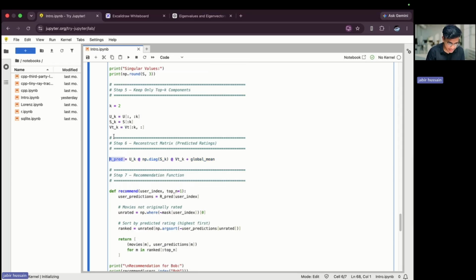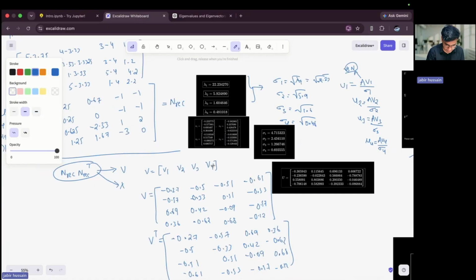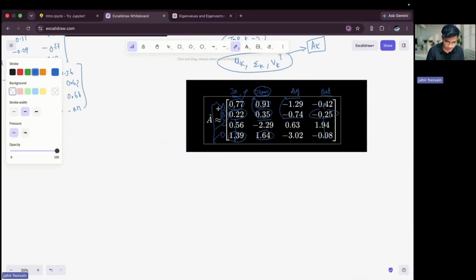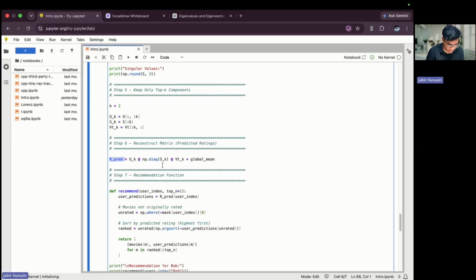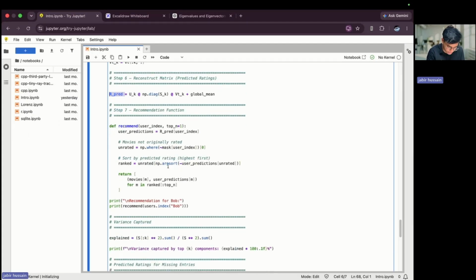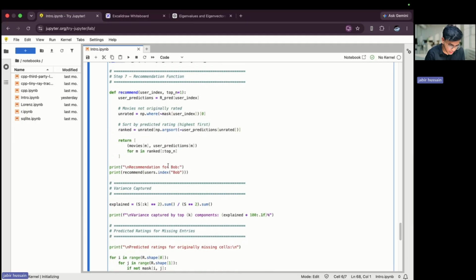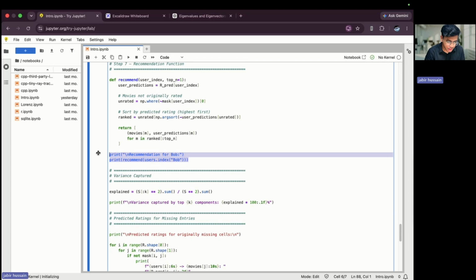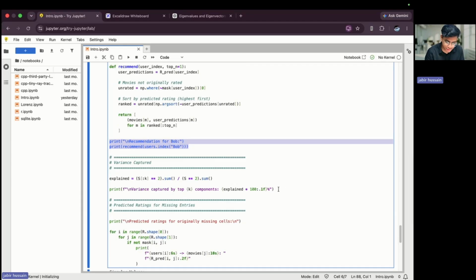Now after this, we are reconstructing our matrix. This is the matrix we are getting here. After that, I made a function which calls all of this. Then we are recommending, for example, what the recommendation was for Bob. That's what we are doing, and we are capturing the variance of the data.